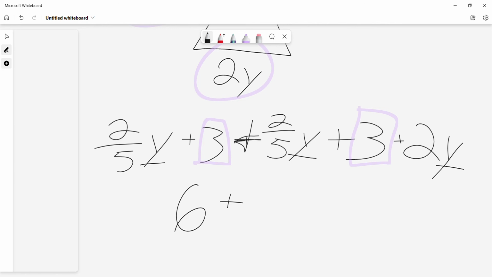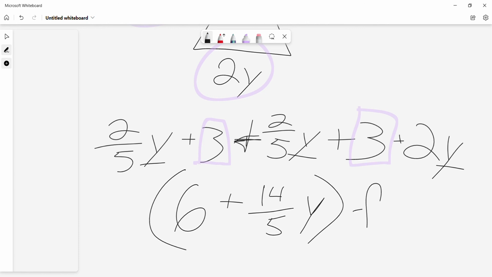I'm going to have 2 and 4/5, which is the same as 14/5. I love improper fractions. It's the way actually most mature mathematicians roll. Easier to keep it simple in m over n form. This is my perimeter. This is Anne's garden. It's this many feet. So then you'd write that in a complete sentence. Anne's garden has a perimeter of 6 plus 14/5 y feet.